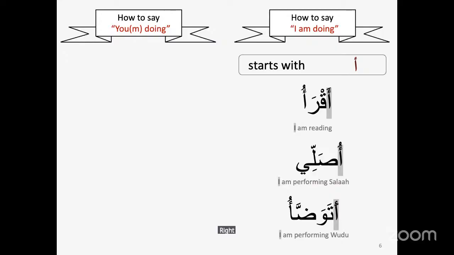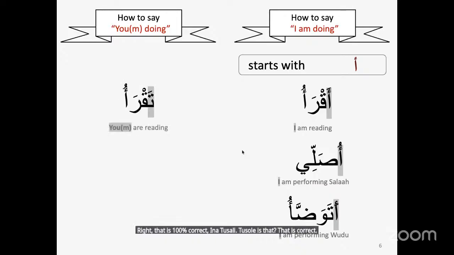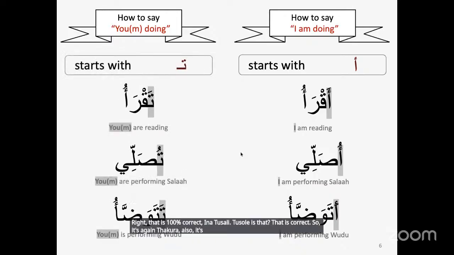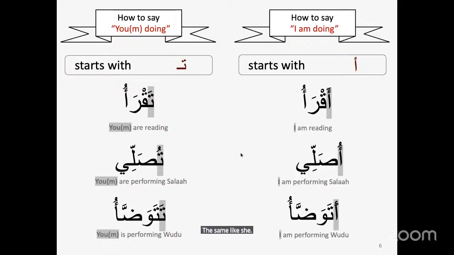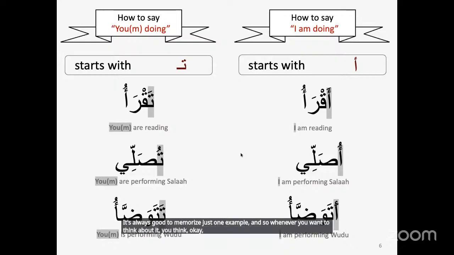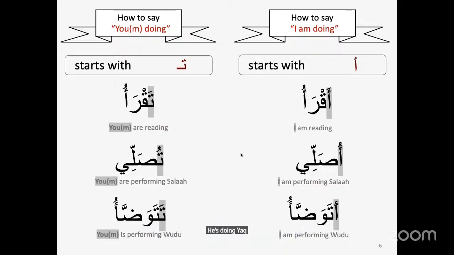Right, that is 100% correct. Aina tusalli. Tusalli is that. So it's again taqra'u, so it's again the ta, the same as she. You don't have to remember it like that. He is yaqra'u. It's always good to memorize just one example. Whenever you want to think about it, you think, okay, he's doing yaqra'u, he is reading. Taqra'u, she is reading. Fatima. It's good to memorize it in a sentence.